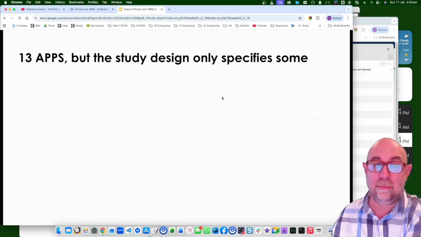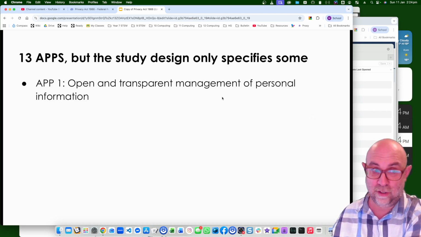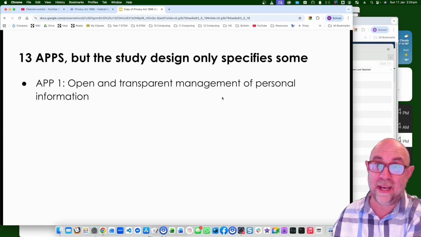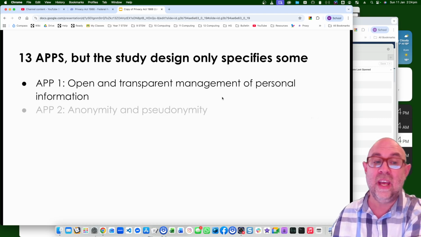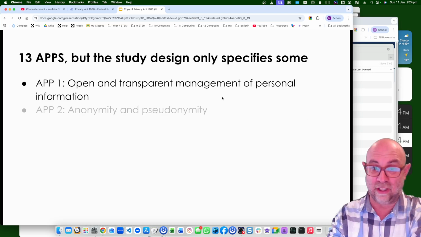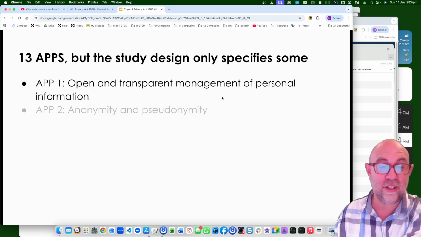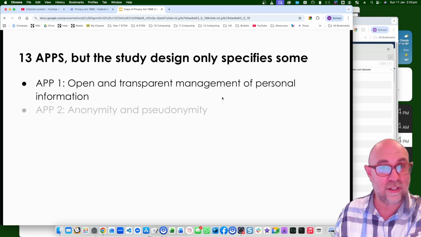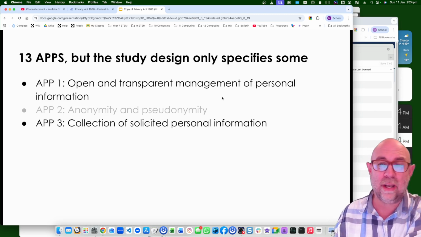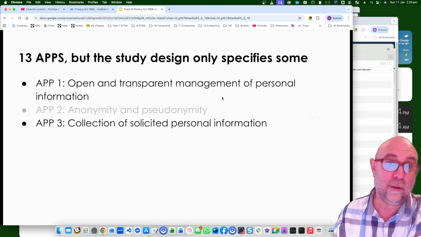There are 13 APPs in total, but we're really only interested in a few. We're interested in APP1, which is about open and transparent management of personal information. APP2 I'm not going to be covering in this presentation, but that was covered in the Year 11 presentation, so there shouldn't be questions about it on the exam, but I'm putting it in here because hopefully it rings a bell for you.